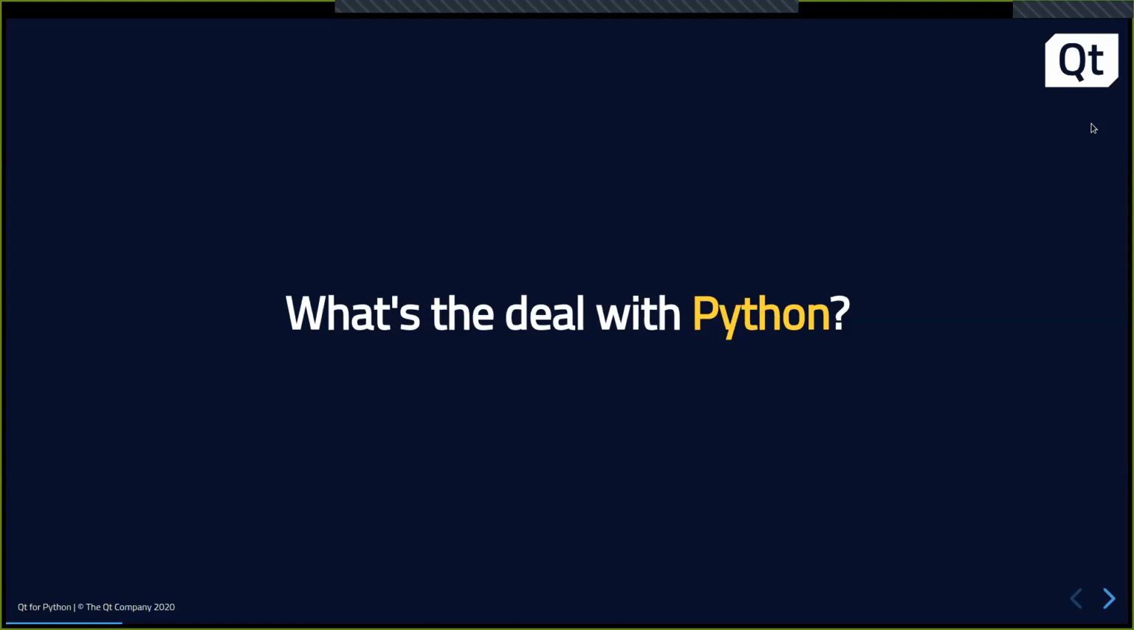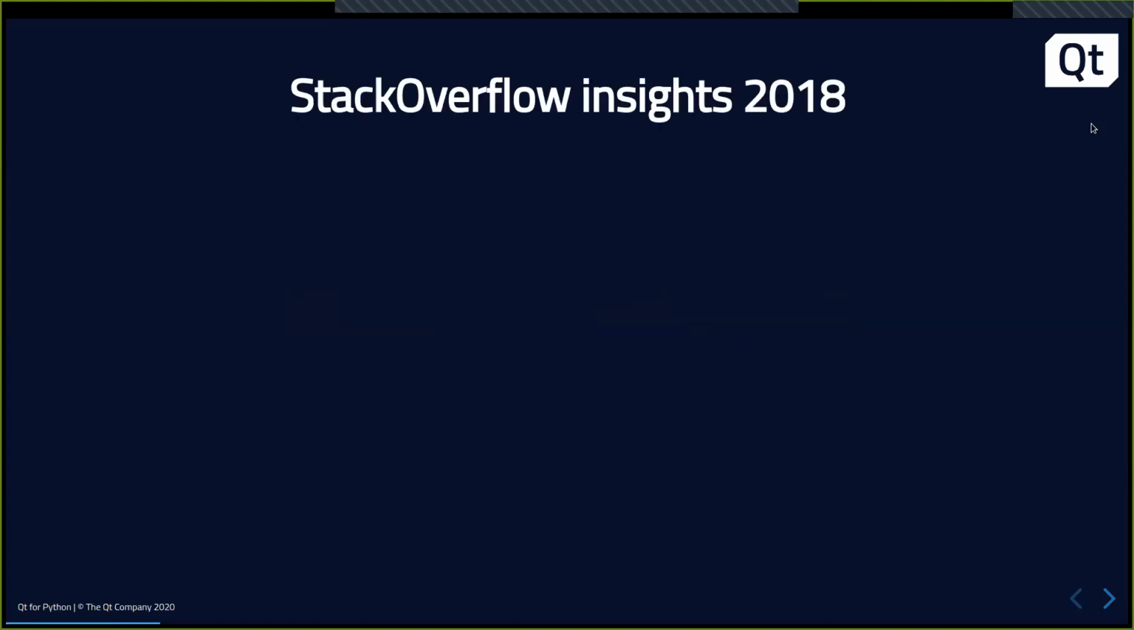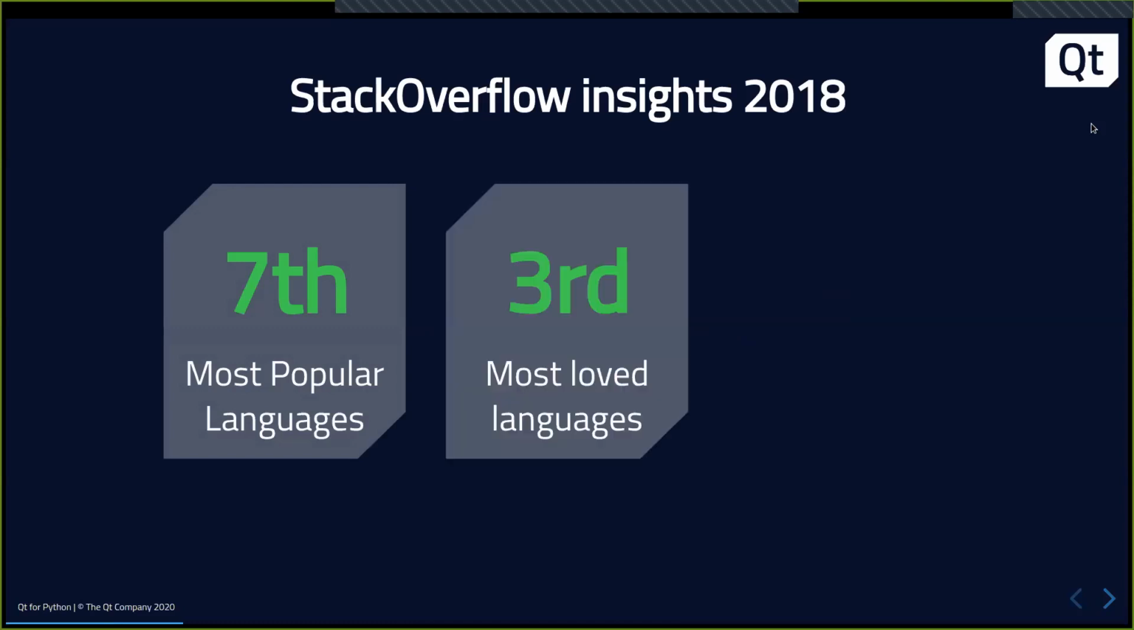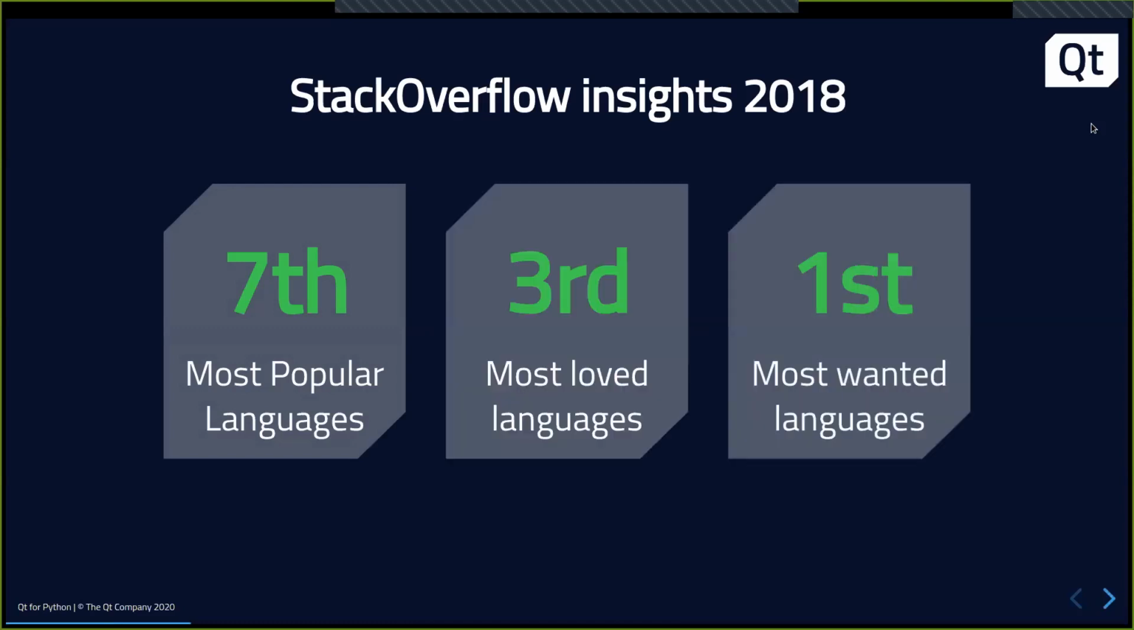If you don't believe me, maybe you are aware of the latest Stack Overflow survey results, for example, in 2018, when we saw that Python was the 7th most popular language, the 3rd most loved language, and the 1st most wanted language. Of course, this was due to all the artificial intelligence revolution that we have in tech. So I was really curious to see how this would develop with time.